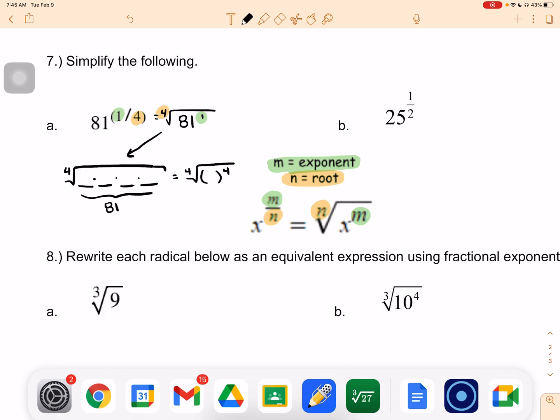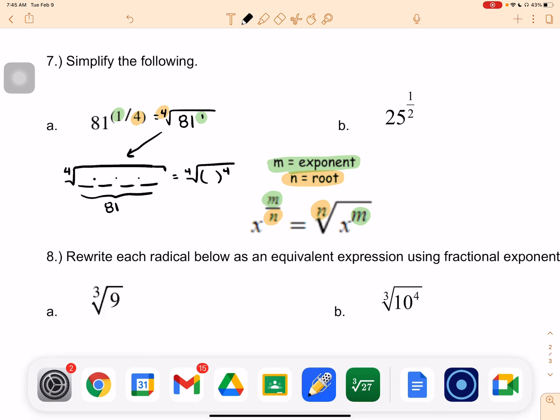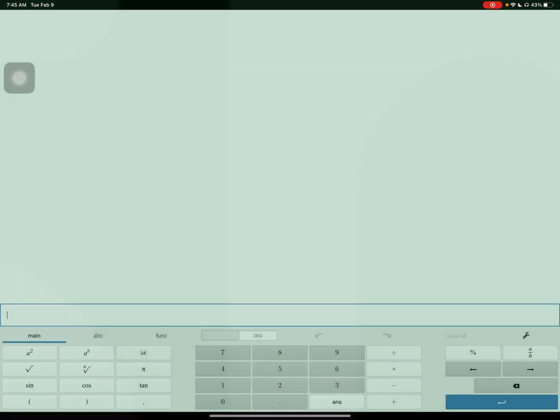Okay? So your calculator can totally do this for you. All right, so I like to use Desmos calculator.